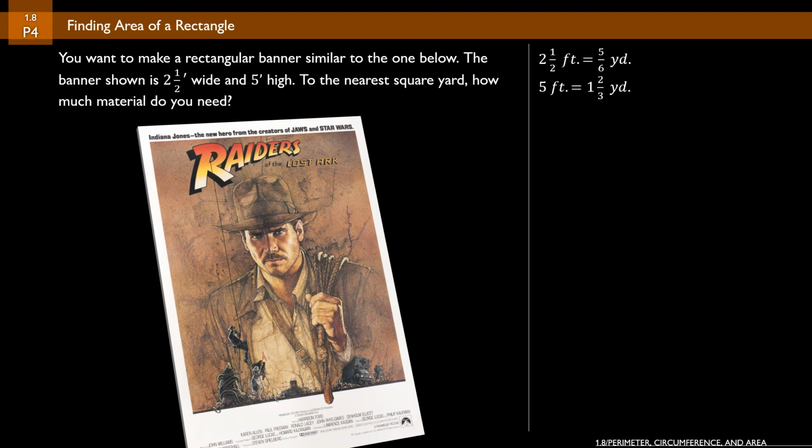Now, all we need to find the area of the rectangle is the area of a rectangle formula. So A equals base times height. We have a base of 5/6 and a height of 5/3. Multiply those together. Remember that when multiplying fractions, we multiply across the numerators and across the denominators. So we end up with 25/18 or 1 7/18 square yards. Now, because the question asked how much material you will need to the nearest square yard, we're going to round that up to 2 square yards.